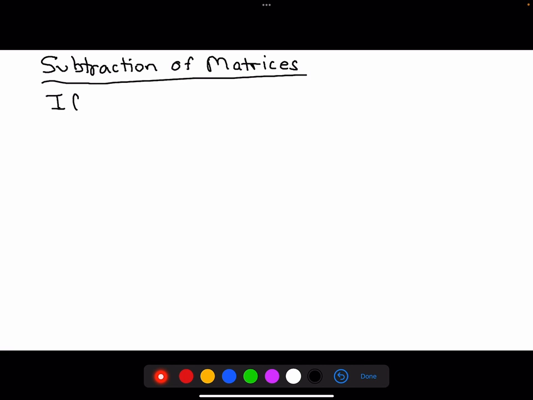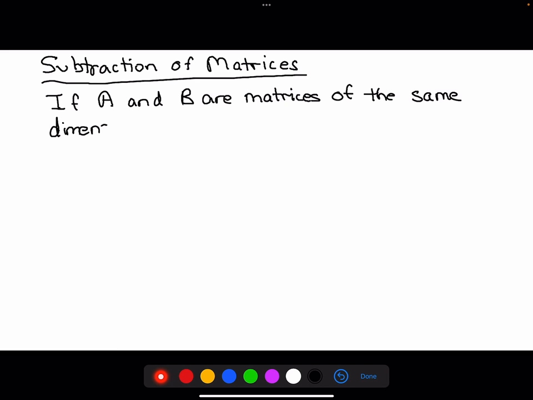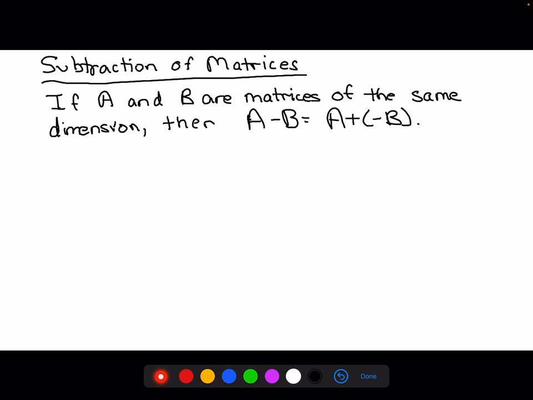If A and B are matrices of the same dimension, then A minus B is the same thing as adding A and -B. Just like with numbers. So you're basically subtracting the corresponding elements. But again, you have to have matrices of the same dimension.